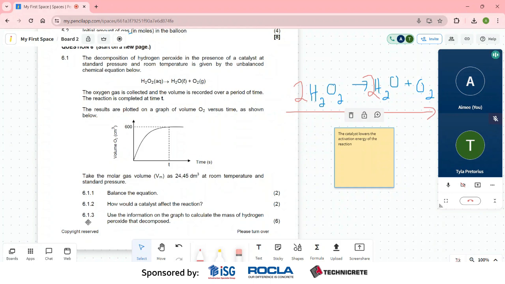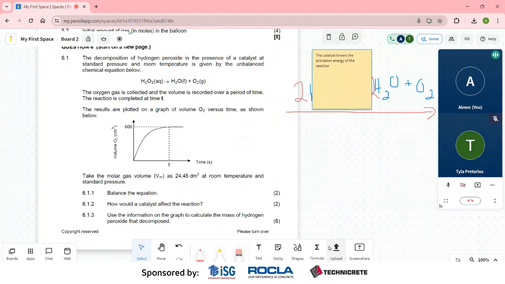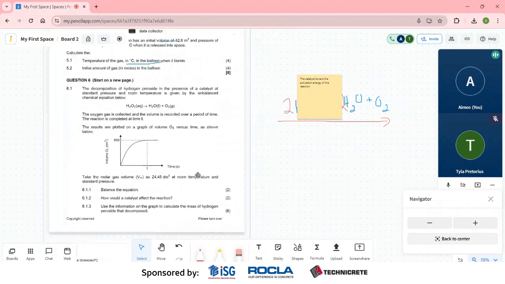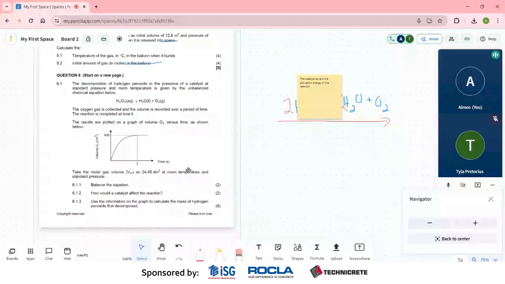Okay? And then 6.1.3, use the information on the graph to calculate the mass of hydrogen peroxide that decomposed. Okay, well, this is a stoichiometry question. I don't know how comfortable you guys are with stoichiometry, but let's take a look at the information they've given us. They've told us that we have 600 centimeters cubed of O2 at the start of the reaction.